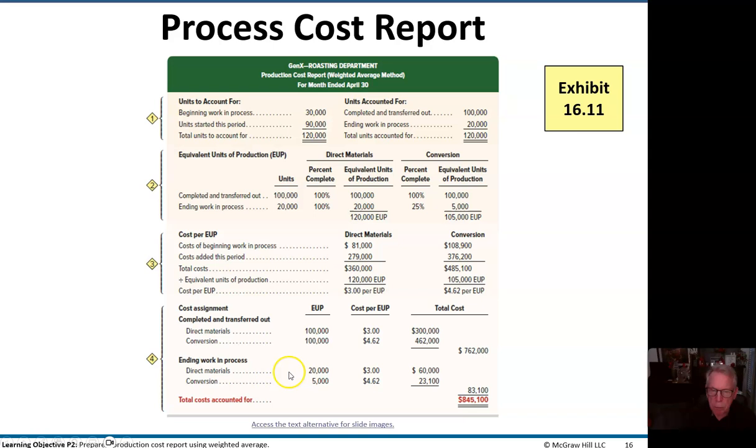But then we have ending work in process to consider, and we had the 20,000 direct materials, conversion though of 5,000. You'll remember that was the 20,000 times 25%, or 5,000 equivalent units of production. And that gave me $60,000 plus $23,100, total of $83,100. So the grand total costs to be accounted for was $845,100. Okay. So that's the production cost report, again, for the roasting department at the end of April.